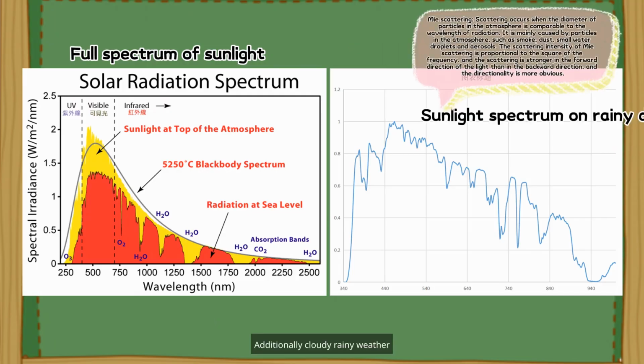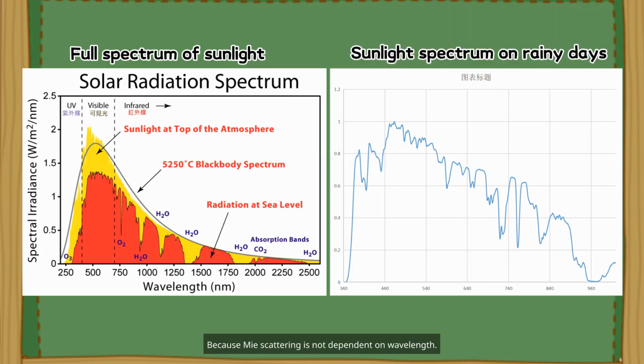Additionally, cloudy, rainy weather also has a significant impact through Mie scattering. That is the scattering that occurs when the diameter of the particles in the atmosphere is comparable to the wavelength of the radiation. Because Mie scattering is not dependent on wavelength, after scattering you can't see specific colors. It only presents black, white and grey to reflect the intensity of light. That's why on cloudy days, the sky looks grey and hazy. By comparing, we can obtain the absorption peak of oxygen at 760 nanometers, and the absorption peaks of water beyond 900 nm.